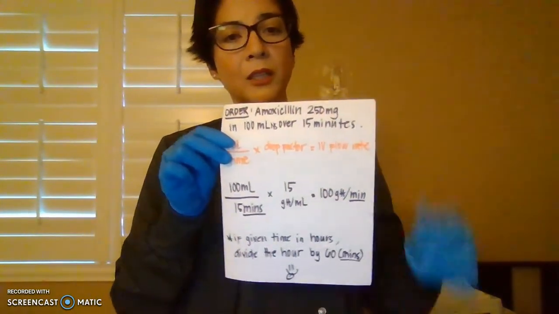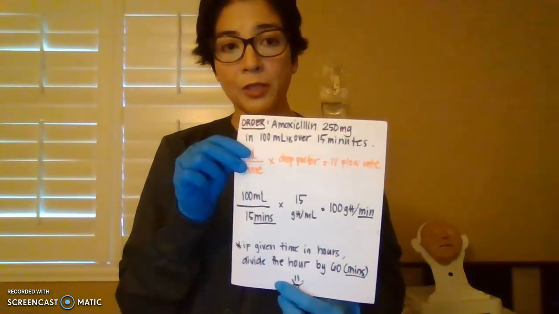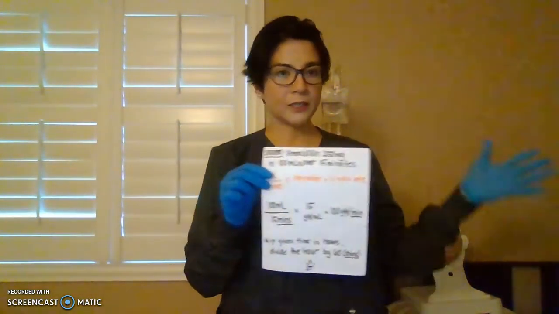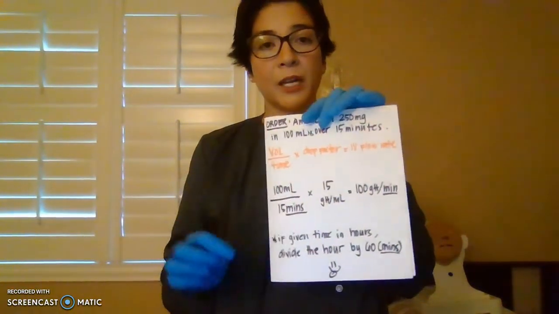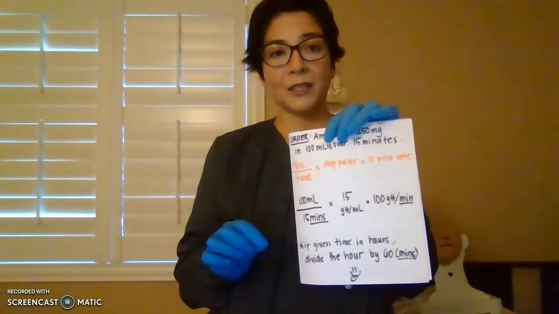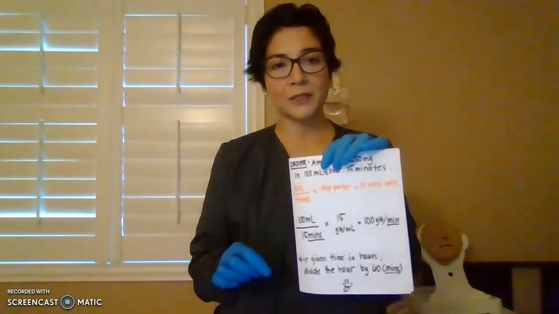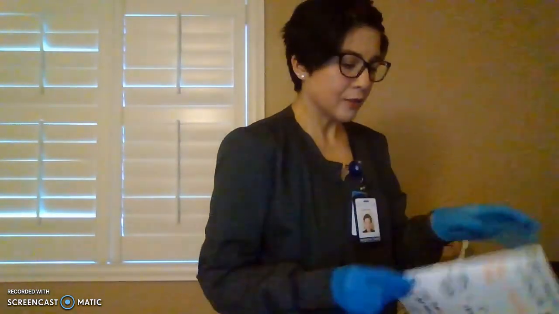Okay, just a reminder, if you're given hours, which is not for antibiotics, but for other fluids usually, remember to divide the hours by 60 because we want the minutes. So divide by 60, then you multiply by 15. So for this one, we're giving 100 GTT per minute. You'll be counting that as well for 1 full minute.